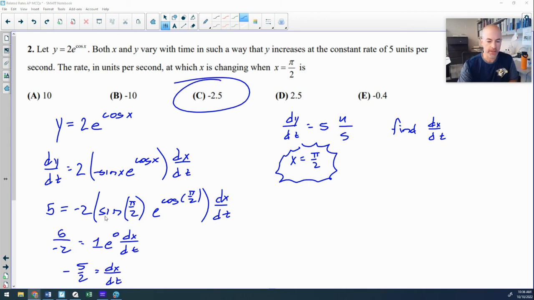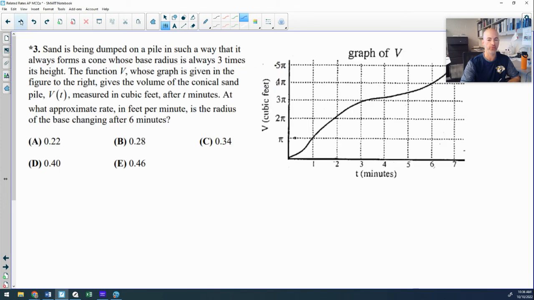And there we have it. Sine of pi over 2 is 1. Cosine of pi over 2 is 0. And it cleans up quite nicely. And once again, we have to go with decimals. So there is number 2. Let's look at number 3.